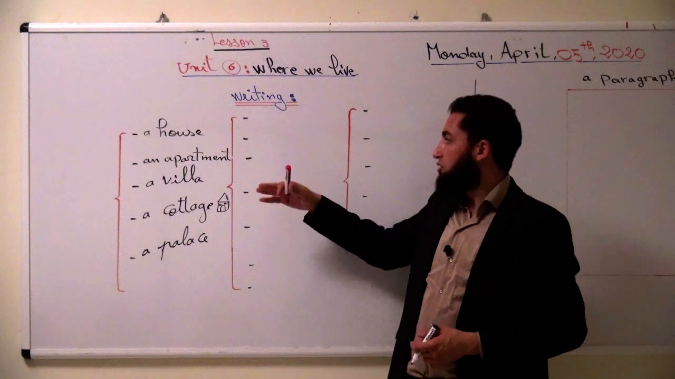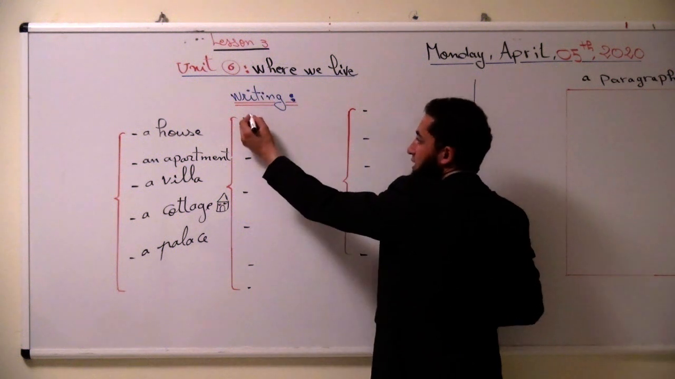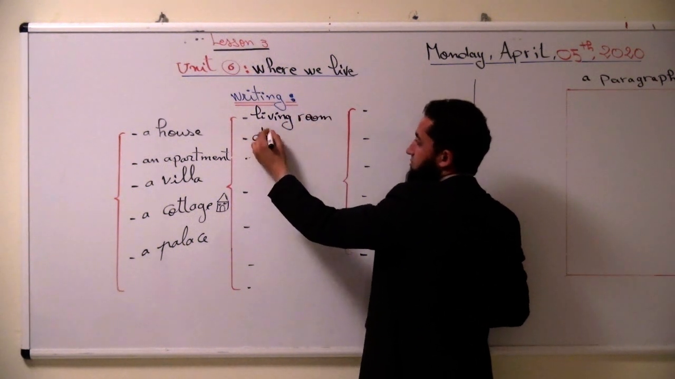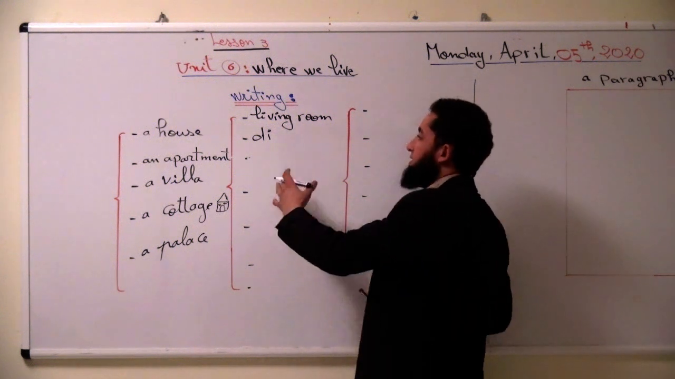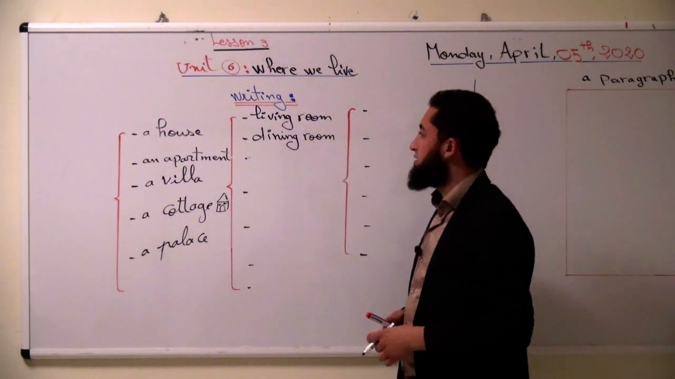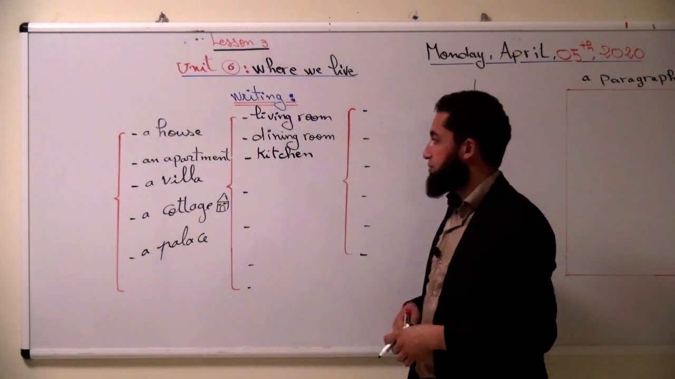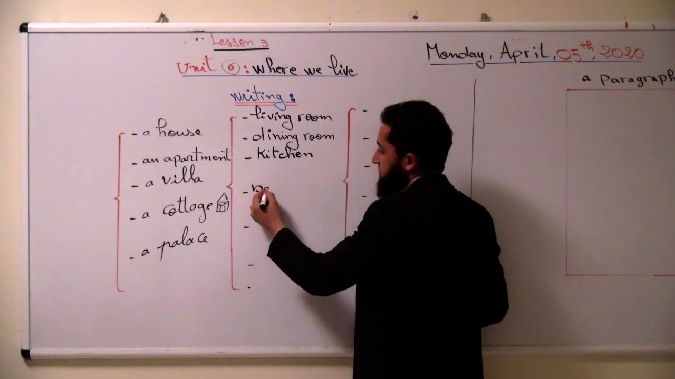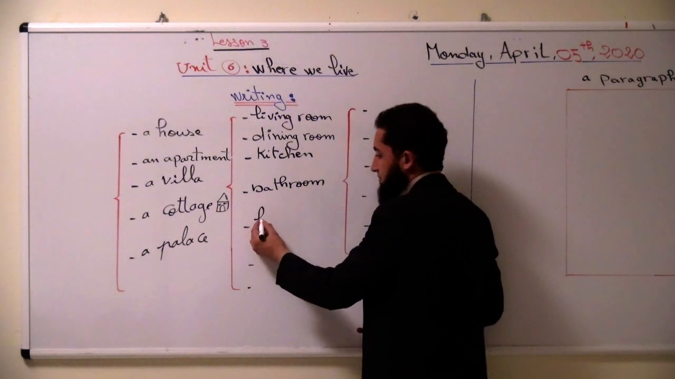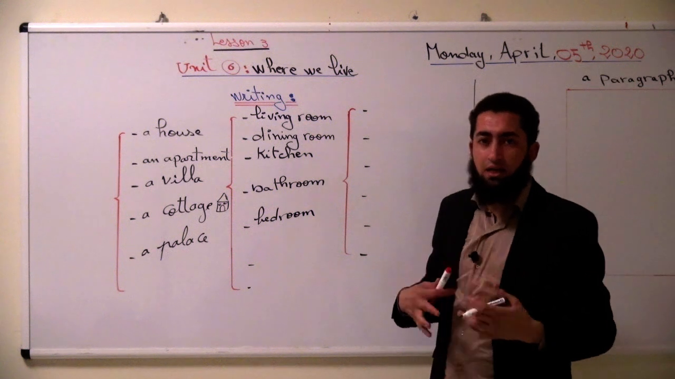And inside the house or inside the apartment, as we have seen last time, we have rooms. For example, we have living room, where we sit with family, dining room where we eat together, kitchen where we cook, prepare food, bathroom where we shower, bedroom where we sleep.